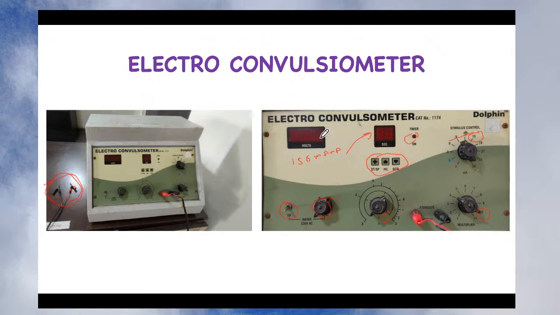So a point to remember: what is the name of the instrument? Electro-convulsometer, right? And what type of electrode are you using? You are using the ear pinna electrode, or you can also use the corneal electrode. The only difference is that instead of this pin, there is another electrode having the shape of the cornea, which you can simply apply on the cornea and then start the current.